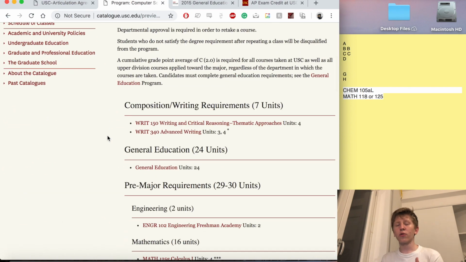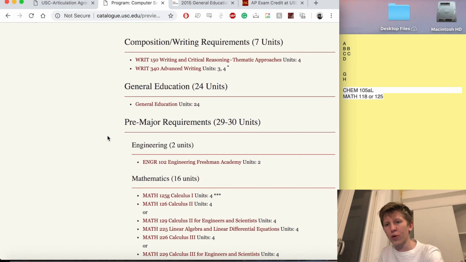Obviously, you'd want to look at your respective degree here. You're probably not majoring in computer science. If you are, then this will be even more helpful for you. But if you're not, look at your own degree requirements.